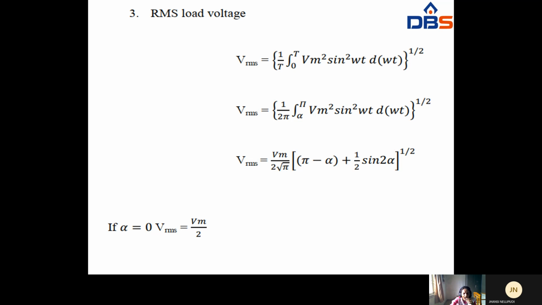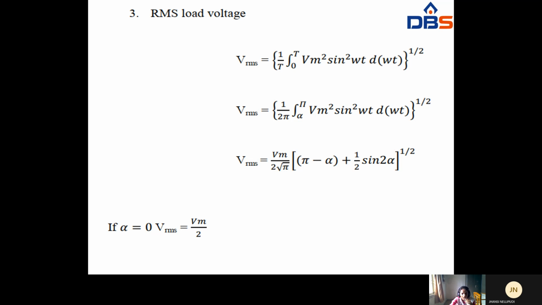Next we are calculating the RMS load voltage. VRMS equals 1 by T integration from 0 to T of Vm square sine square omega t d omega t. So VRMS equals 1 by T, where the time period will be 2 pi. Here we calculate from alpha to pi, since pi to 2 pi will be 0.